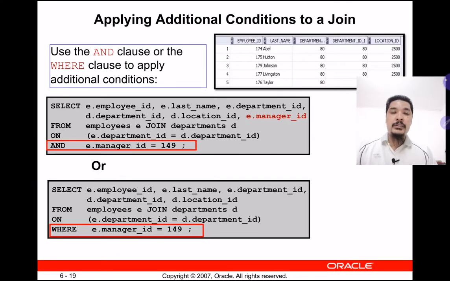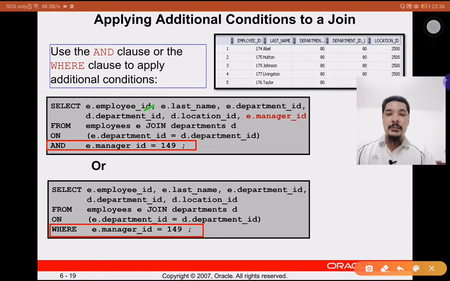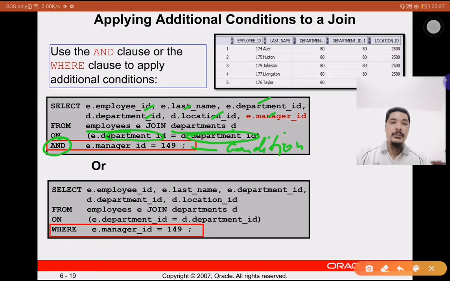Applying additional conditions to the join. We can put AND and also a WHERE clause to apply additional conditions. For example, the rest is going to be the same. For this example, select employee, whatever you want to select, from employee join department ON the department ID. This is primary key and also foreign key, and manager ID equals 149. So this is actually a condition.